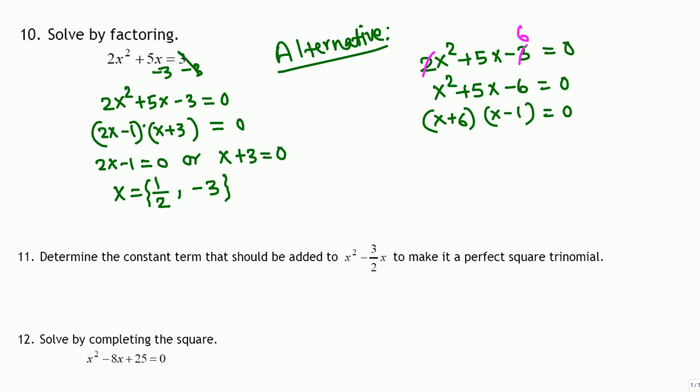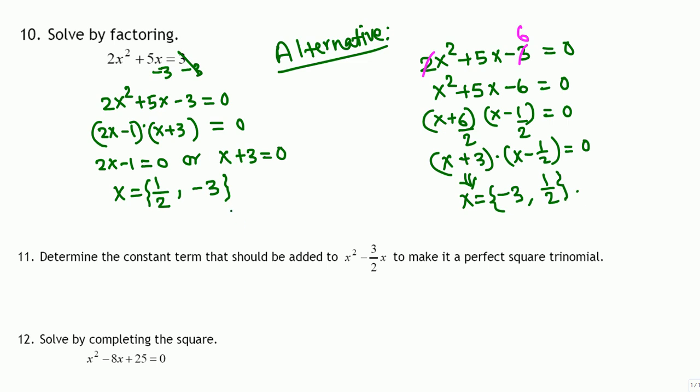Earlier we multiplied by 2, now it's time to divide by 2. We just divide the numbers by 2, here 2. So this is x plus 6 over 2, which is 3, and this is x minus 1/2 equals 0. So we got a product of two factors equals 0. Then by the zero factor property, this factor gives x equals negative 3, and this gives us 1/2. Okay, these are the two answers, same as before.